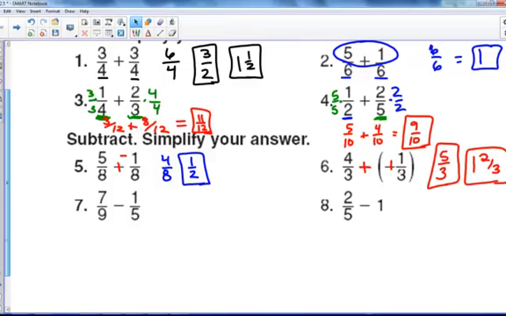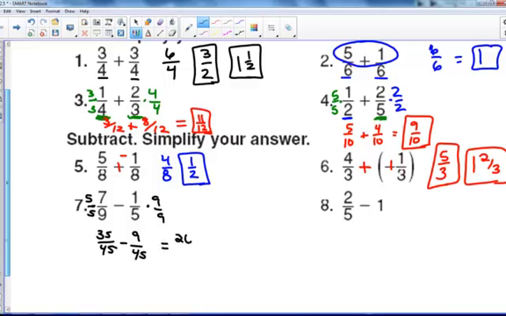And then we have the non-common denominator. So I'm going to bring both of these up, multiplying by 5, and both of these I'll multiply by 9. So 35 over 45 minus 9 over 45 would equal 26 over 45. And if you have just a whole number, that is the same thing as putting it over 1. So 2/5 minus 1 over 1, I need to make that over 5. So 2/5 minus 5 over 5 is negative 3/5.